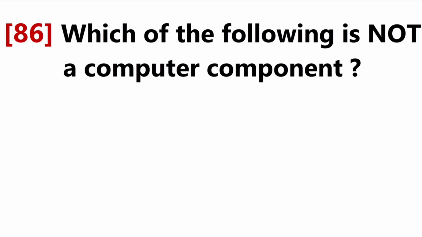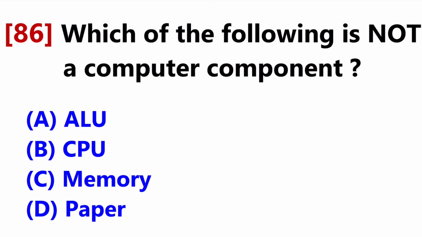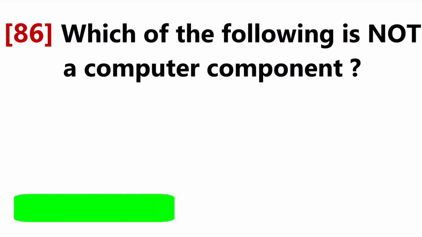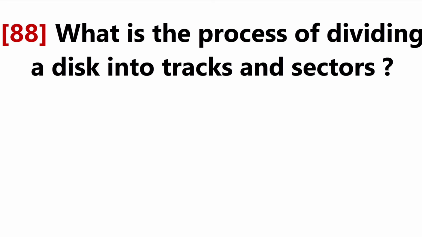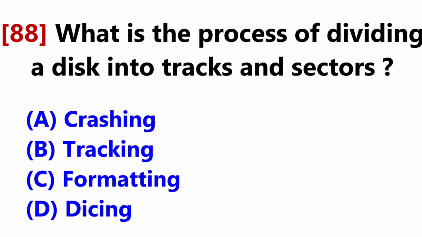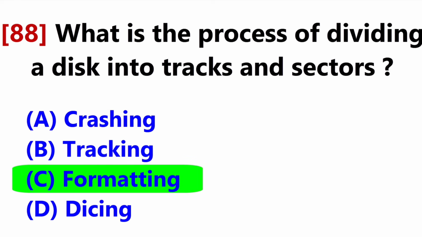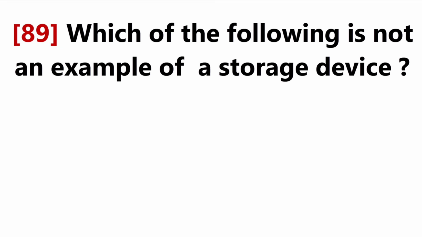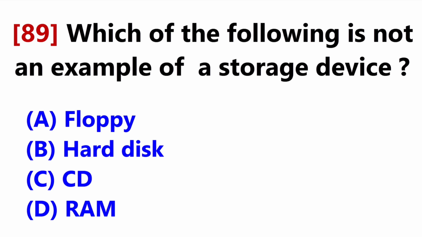Which of the following is not a computer component? Answer option D, paper. What is the process of dividing a disk into tracks and sectors? Answer option C, formatting. Which of the following is not an example of a storage device? Answer option D, RAM.